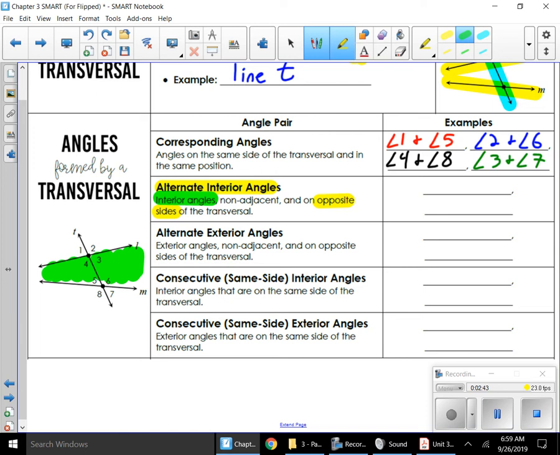So we actually get a couple examples. 4 and 6 are alternate interior angles. And then we also have 3 and 5. They are on opposite sides, but both between those 2 lines, L and M. Angle 3 and angle 5.